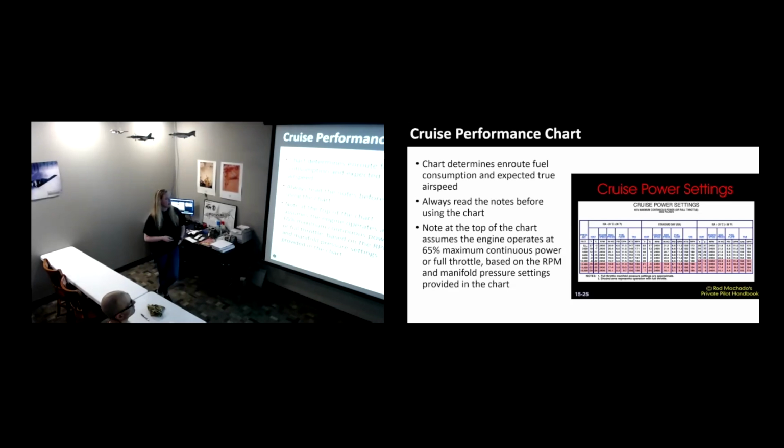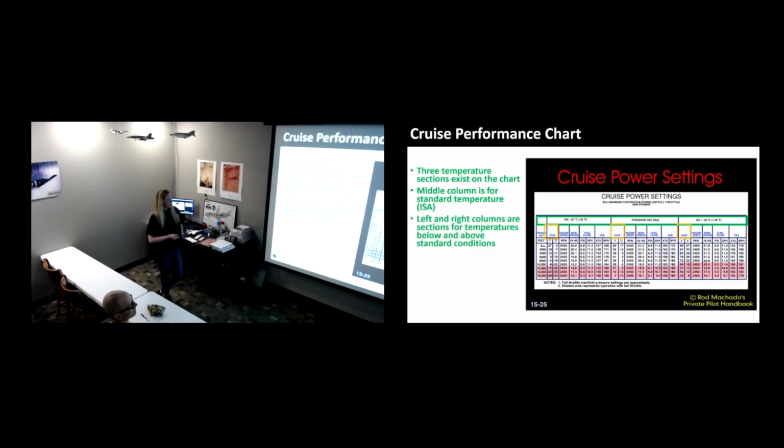Cruise power settings, same thing. The chart determines the en route fuel consumption expected and the true airspeed, right? Same thing. You get your altitude. So say you're cruising at 6,000 feet. Well, your outside air temperature should be about 5 degrees. Your engine speed, your RPM should be 2450. Your manifold pressure, which our airplanes don't have, should be 19.8. Fuel flow should be about here. Sorry, 6.6. But do you see how we're doing that?